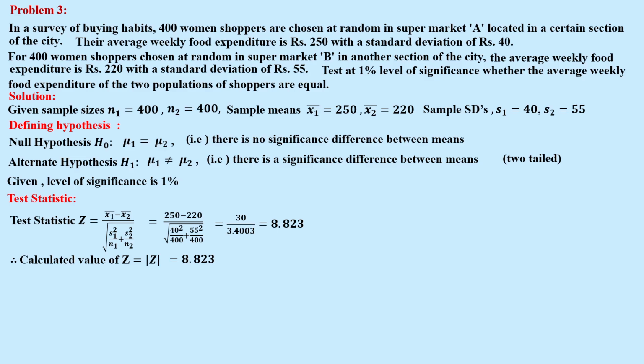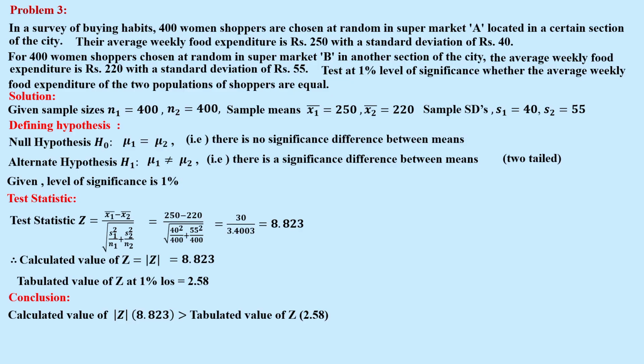Now we are going to take the tabulated value. The table value at 1% level, that is 99% confidence. At 1% level of significance, the tabulated value is 2.58. Comparing tabulated and calculated, obviously the calculated value 8.823 is greater than the 2.58 tabulated value, therefore H0 is rejected. Therefore there is a significant difference. So the average weekly food expenditure of the two populations of shoppers, supermarket A and supermarket B, are not equal.